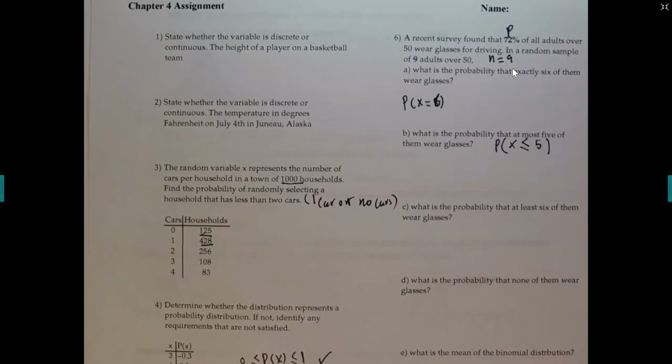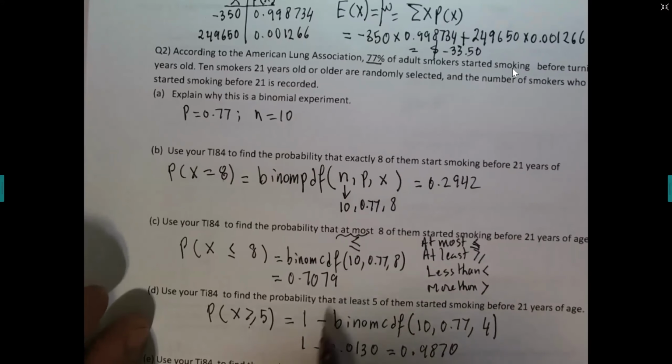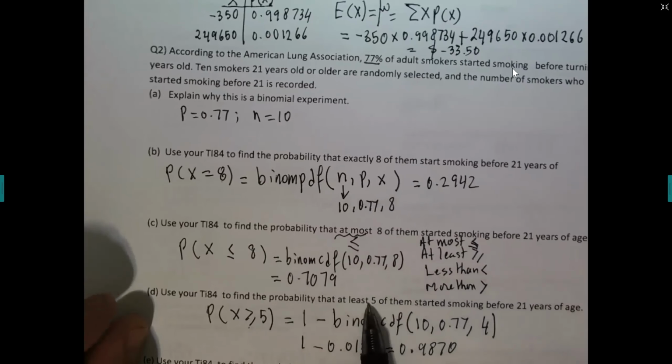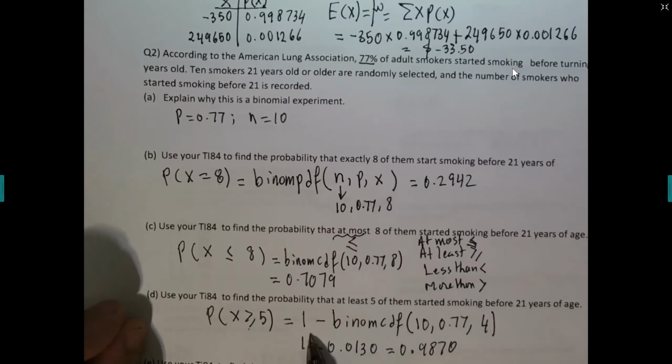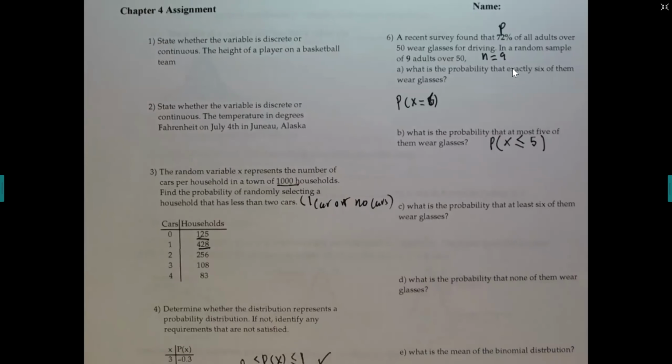The probability that at least 6 of them, guys, just follow this. I did an at least here. When we did 5, we did 1 minus 4. When you do 6, you do 1 minus 5. 1 minus binomial CDF, and x will be 5.